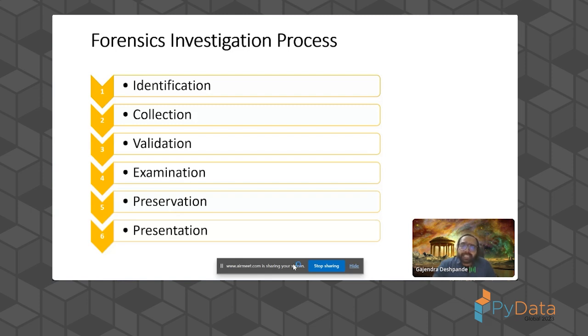Then once they identify the different objects, the next step is collection. When they're collecting, they have to store all this information, all these devices, in special plastic bags. They're also called electrostatic bags or Faraday bags. And they have to make sure that the evidence is not tampered with. Then after this, they have to perform validation.